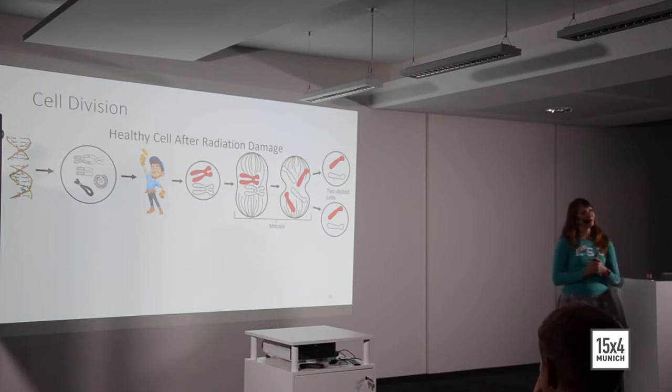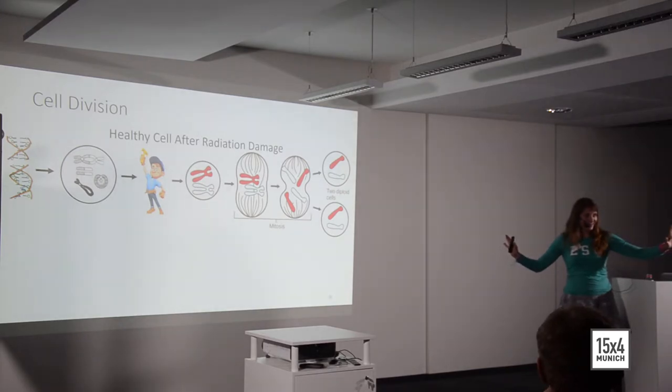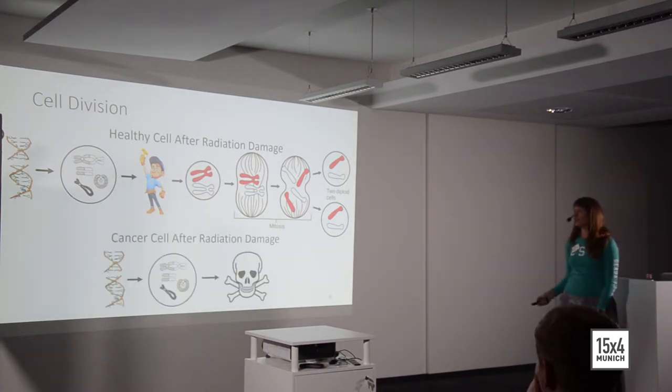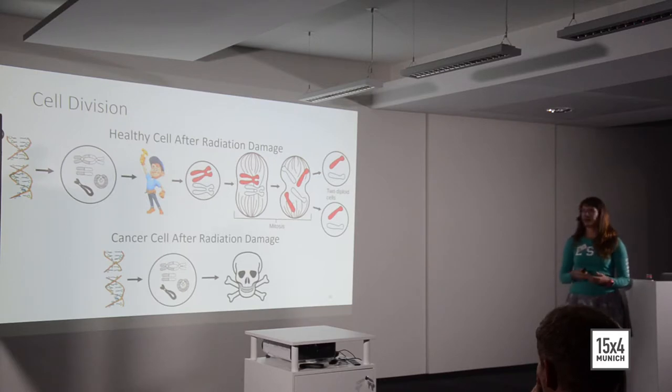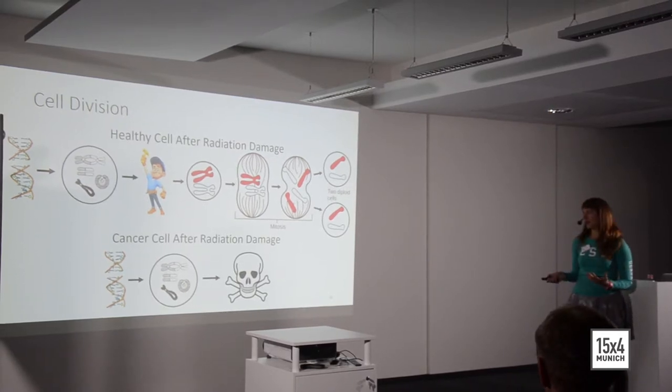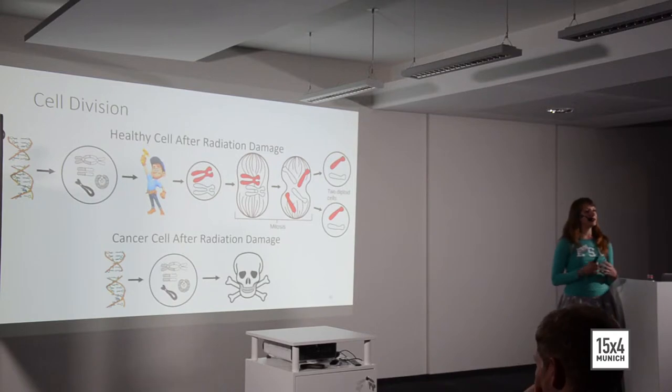However, do you guys remember the two main characteristics of cancer that we talked about in the beginning? What was the first one? They divide out of control. So do you think a cancer cell is going to stop, say, wait, we need to fix this? Absolutely not. So cancer cells are just going to blow right through the cell cycle and continue trying to divide and end up dying from the radiation. And this is the basic principle on which radiation therapy works.